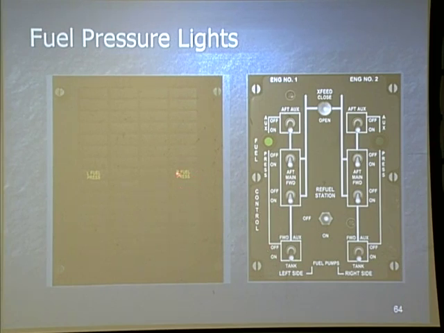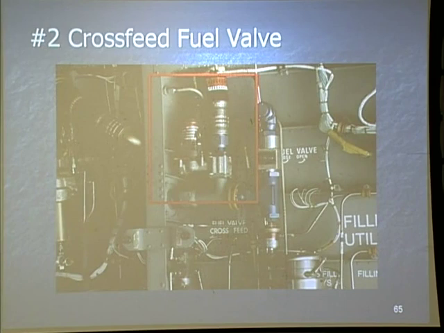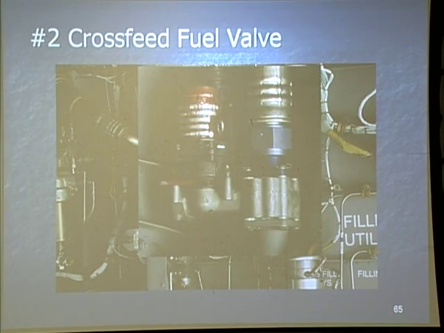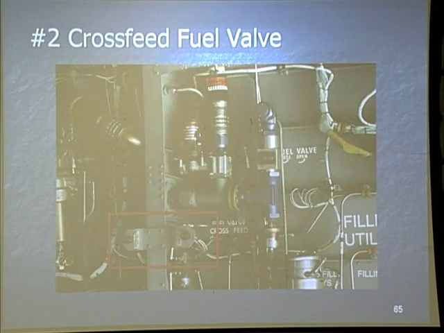And then, of course, the ones back on the ramp area are the ones that turn on the lights on the master caution panel / advisory panel. Now, here's the crossover line, and this is the crossover gate valve. And here's a close-up of it. Now, here's that pressure switch we were just talking about.